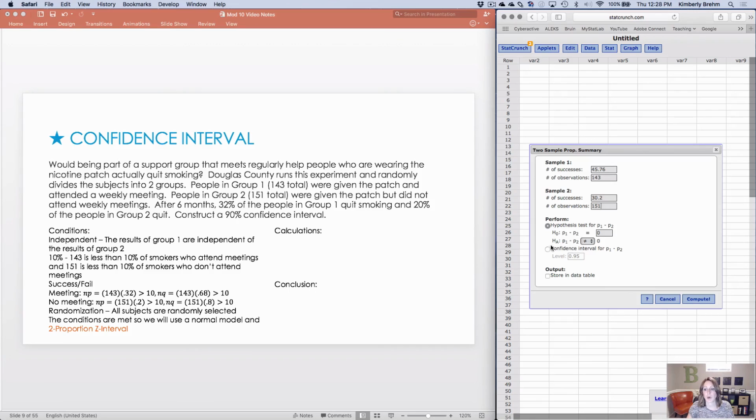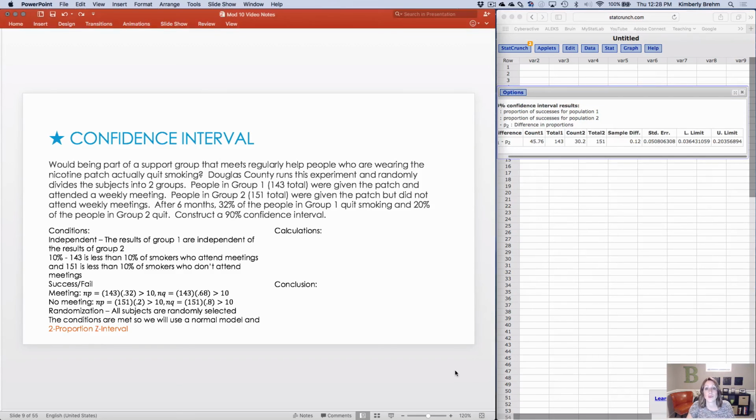And then again, I'm going to do a confidence interval, and it's going to be 90%. And then I'm going to compute. Again, for my calculations, here is that data by hand, but I'm going to just utilize StatCrunch to find the same answers that I had found previously.